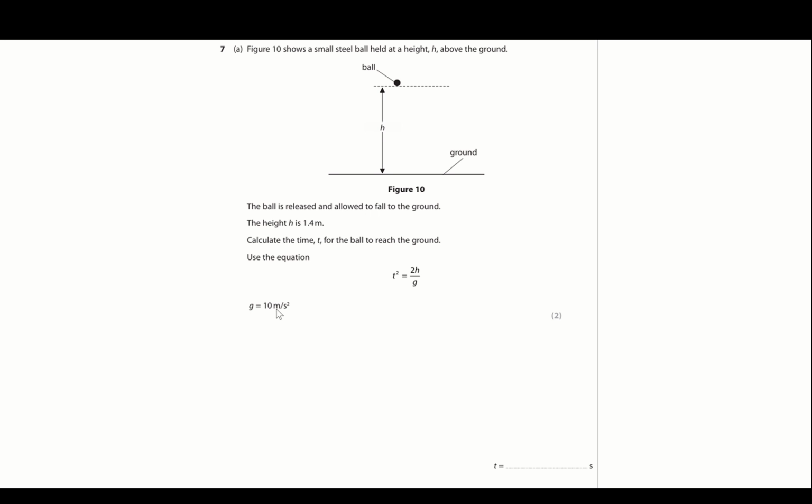You use the equation and it tells you that g is 10. So we know that height is 2 lots of 1.4, so that's 2.8. We know g is 10, but the crucial part is we want to calculate time t, and this is t squared. The opposite of squaring is square rooting, so we're left with the equation that we need, which is t equals the square root of 2h over g, and then we just plug in the values.